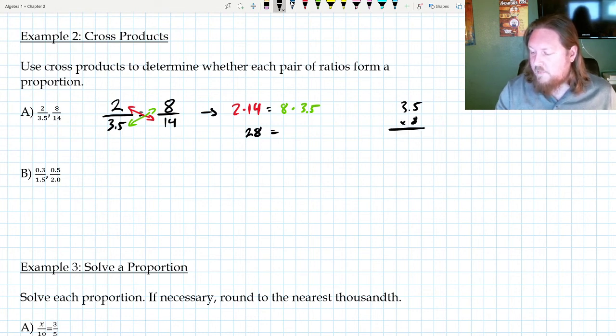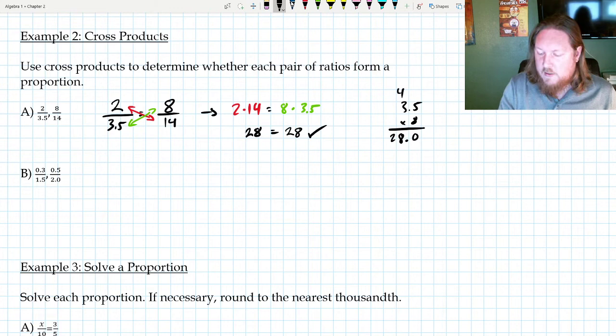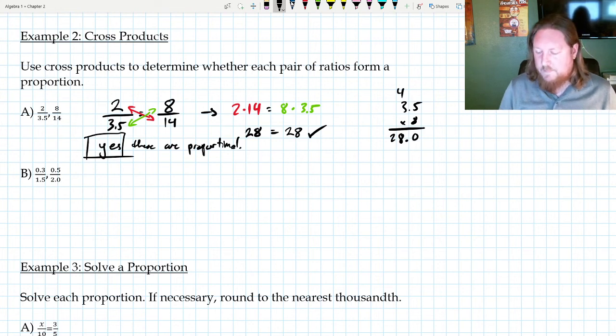8 times 5 is 40, carry the 4. 8 times 3 is 24, plus 4 more is 28, but it's not 280. See, we have one decimal place, so our answer should have one decimal place, and we have 28 again. So I would say, yes, these are proportional because they passed the cross product test.